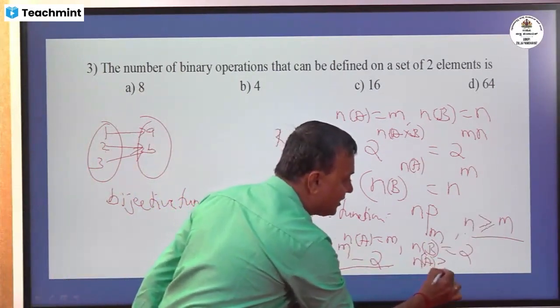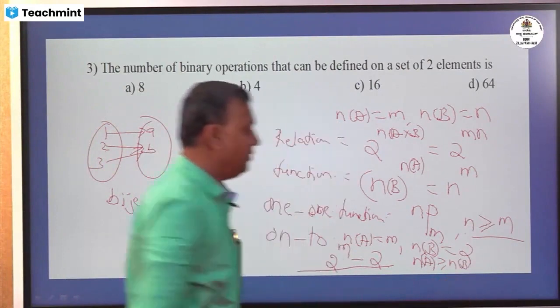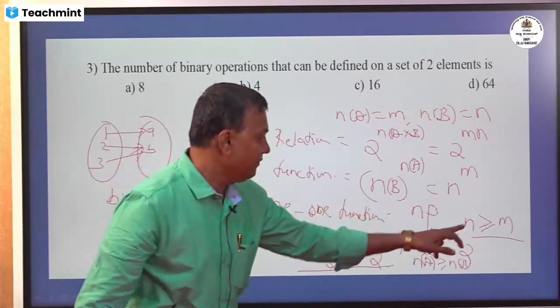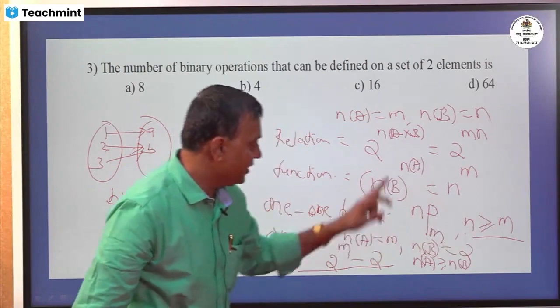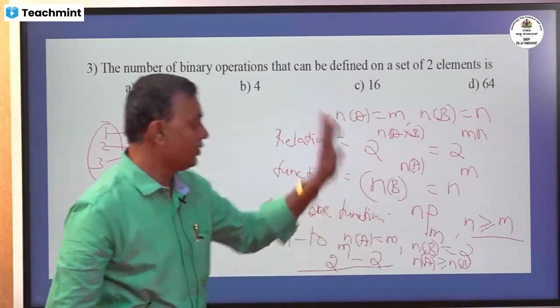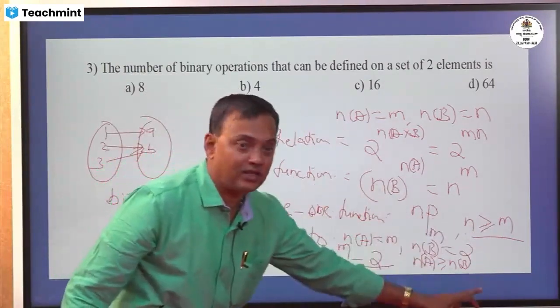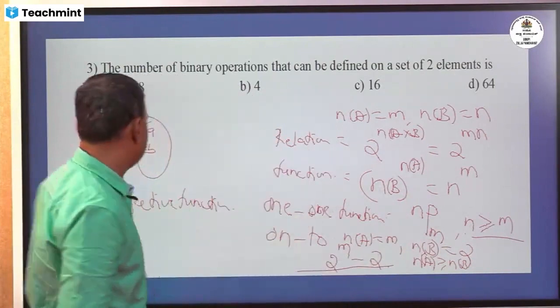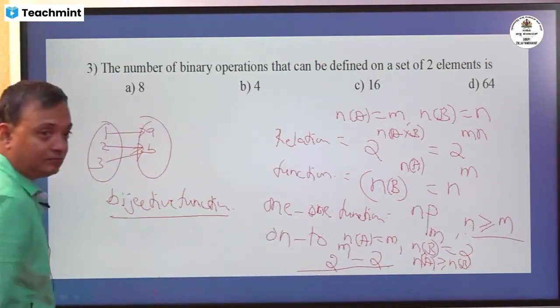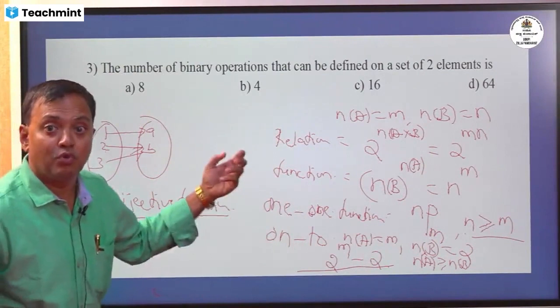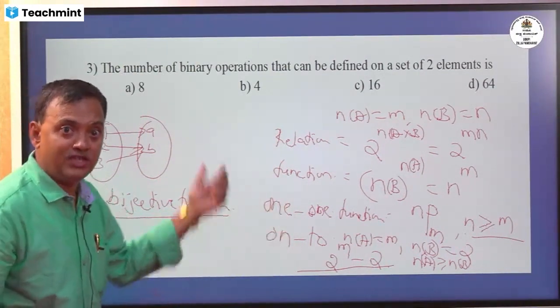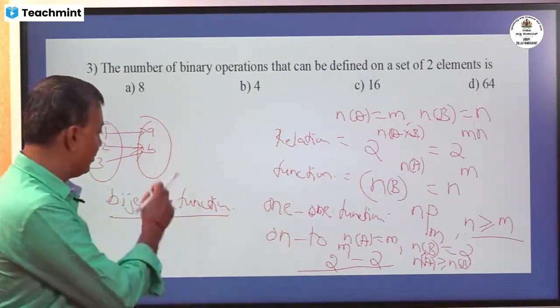So here also, n of A must be greater than or equal to n of B, and here n is less than or equal to m, or m is greater than or equal to n, then only an onto function is possible. What is meant by bijective? Both 1 and onto, injective and surjective, then only bijective.